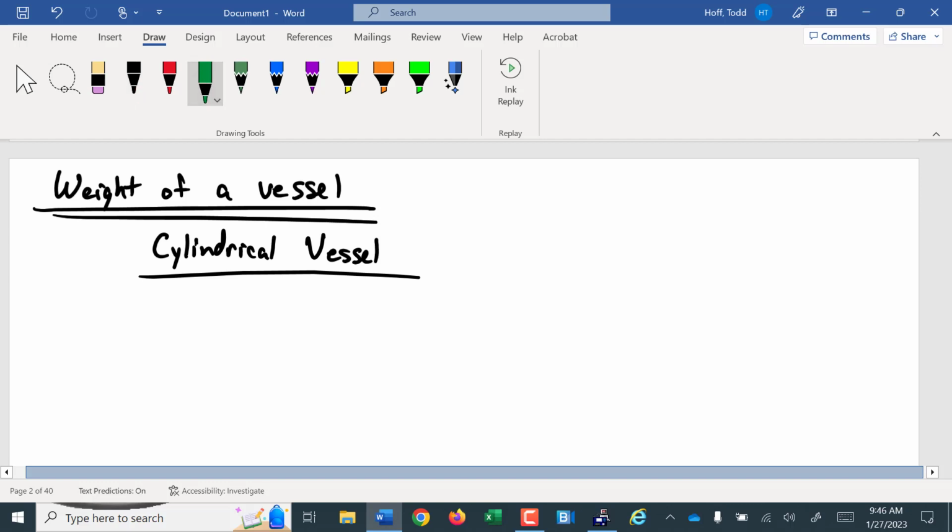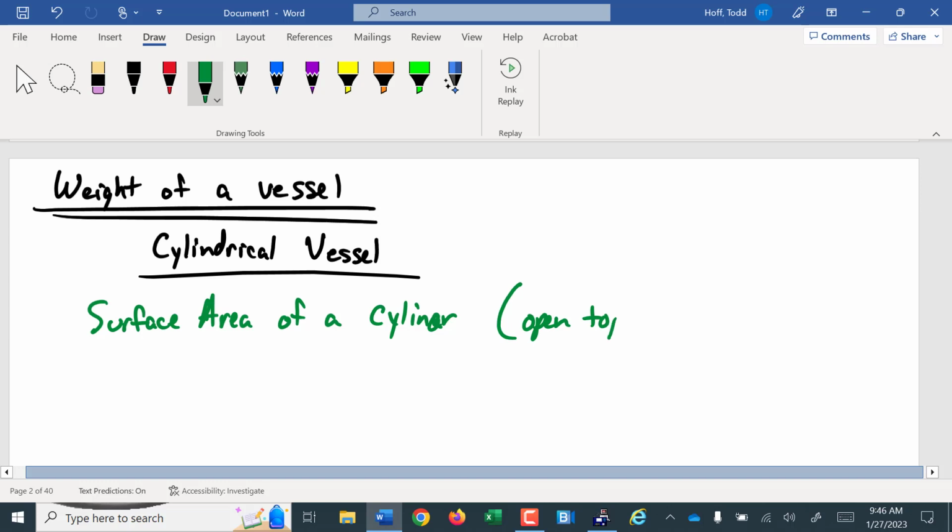So we need to first be able to find the surface area of a cylinder. Now I am going to qualify that as a cylinder with an open top. Because technically we're finding the surface area of a cylinder, there's a bottom and a top to it, but we're looking at a container. The top is open to fill it.